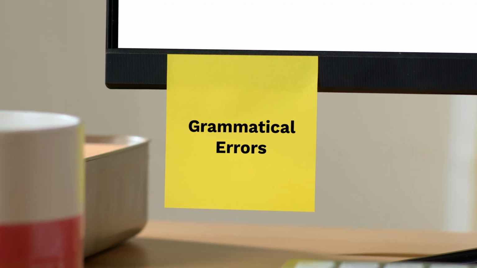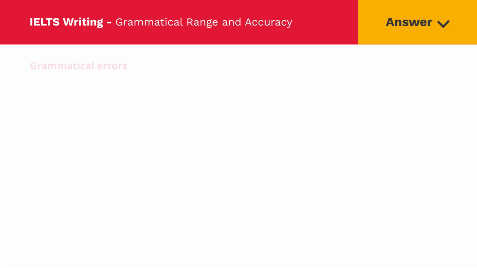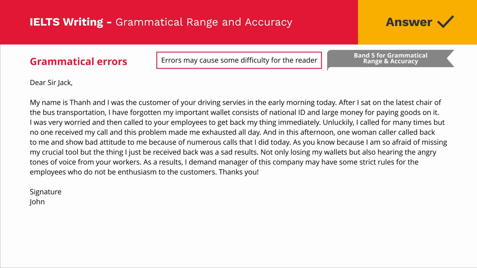What about grammatical errors? In the writing test, your sentences need to be as accurate as possible, but they don't have to be perfect. Errors are likely to occur. These errors may be serious, or they may be less serious. A more serious error, like the one highlighted in yellow, may prevent you from communicating what you wanted to communicate. As a result, it may cause some difficulty for the reader.